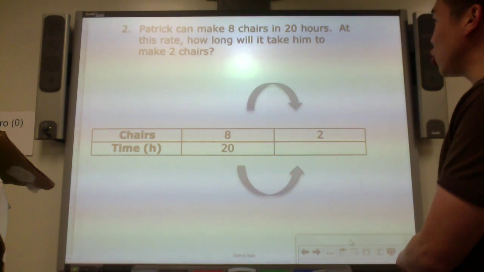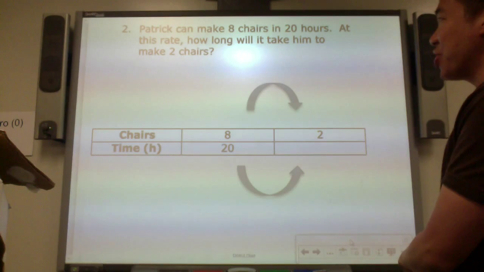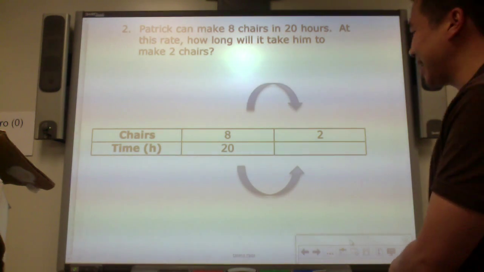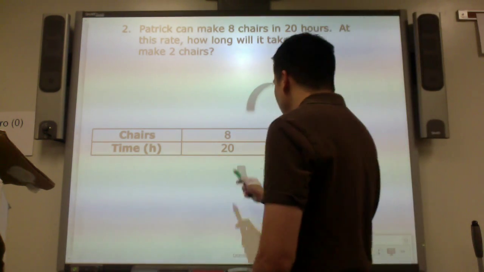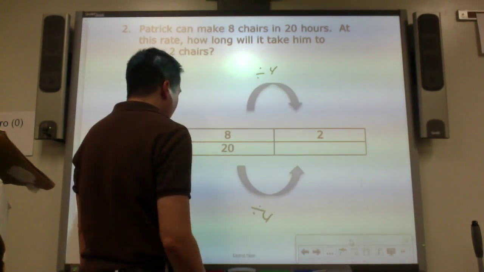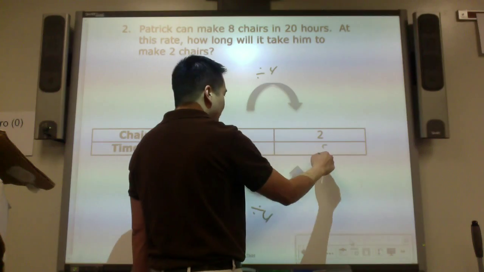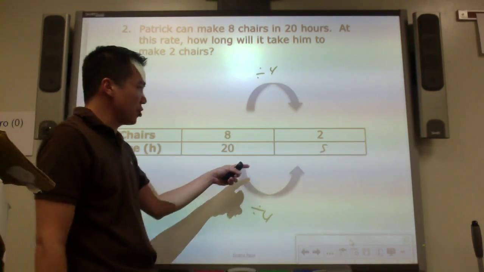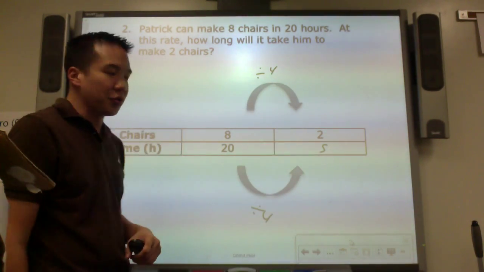Patrick can make 8 chairs in 20 hours. At this rate, how long will it take him to make 2 chairs? So he can divide his time by 4. So 20 divided by 4 is 5. So 8 chairs takes 20 hours. 2 chairs will take 5 hours.